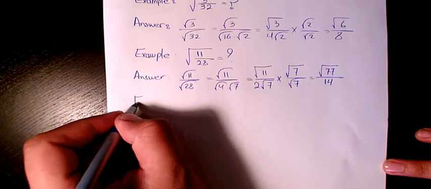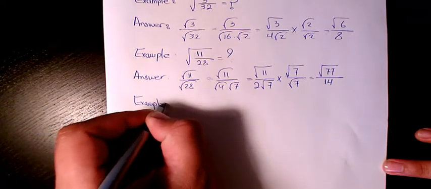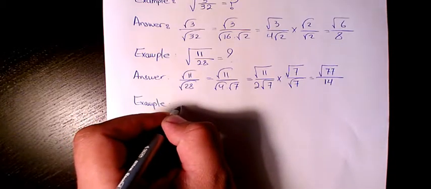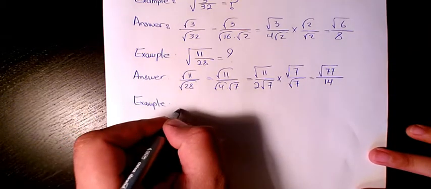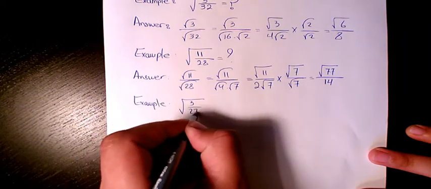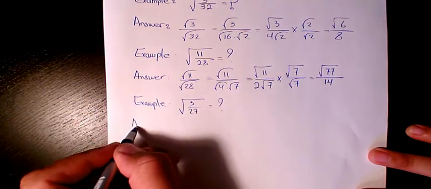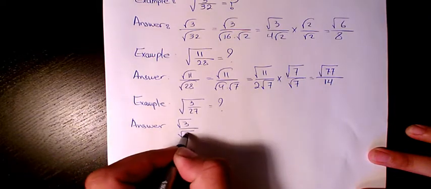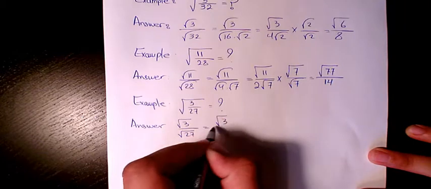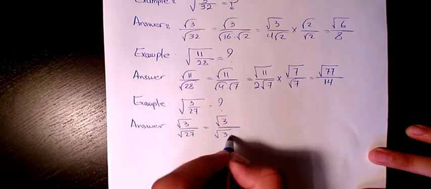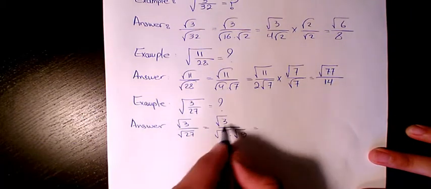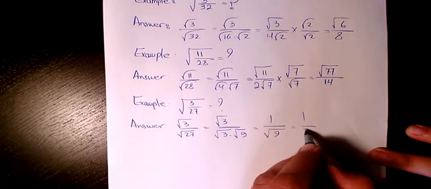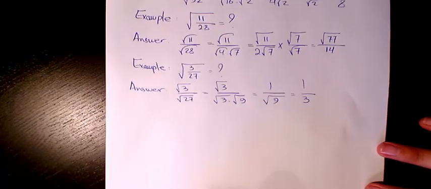Next example is root 3 over 27. Answer is root 3 divided by root 27. 27 is root 3 times root 9. These two cancel out. It's going to be 1 over root 9. Root 9 is 3, so it's going to be 1 over 3.